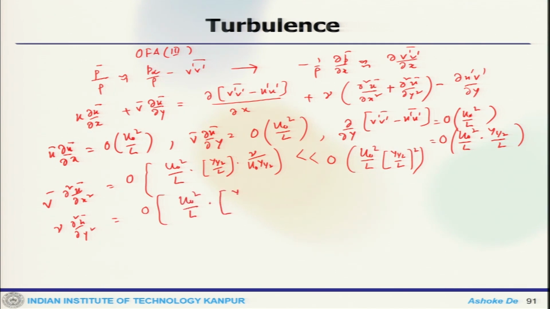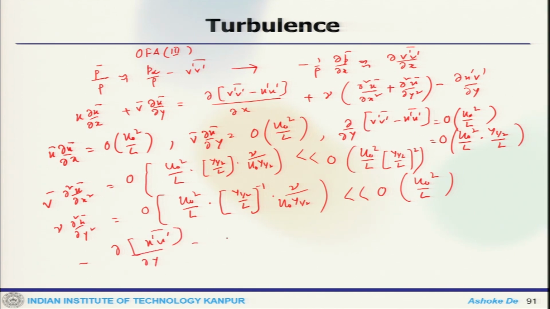So, which is also, now we can see del u prime v prime by del y, which is of order u star by y half, u naught square by L.